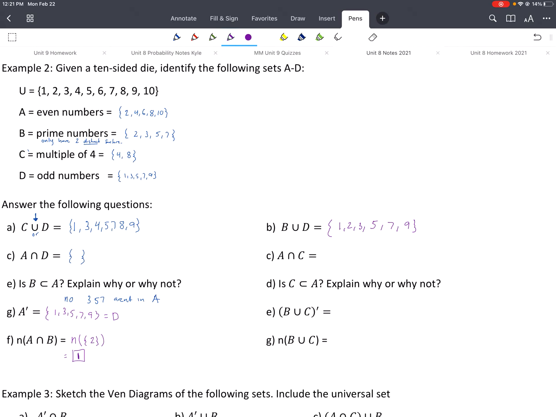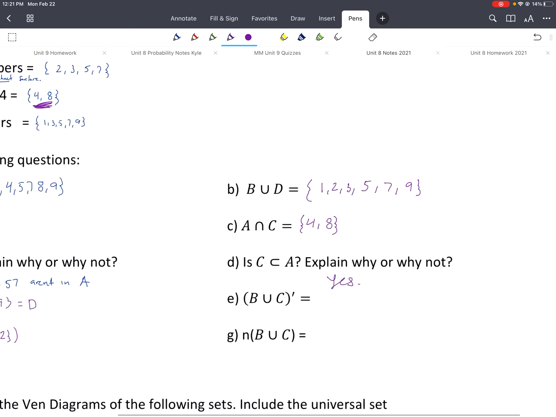Then we do the intersection of A and C. So what do A and C have in common? Looks like 4 and 8. So 4 and 8. Okay. Is C a subset of A? Well, are 4 and 8 also in A? Yes.